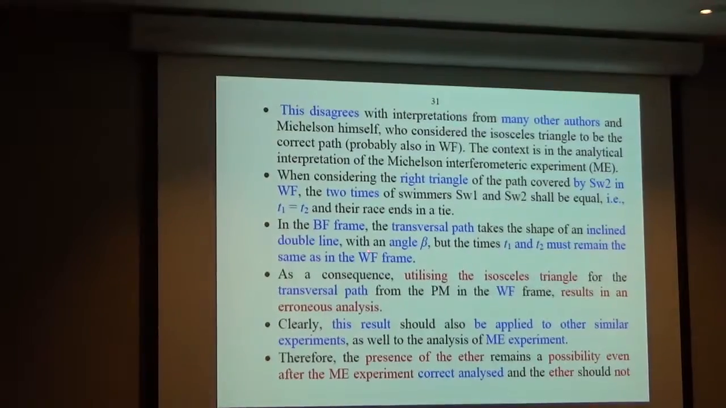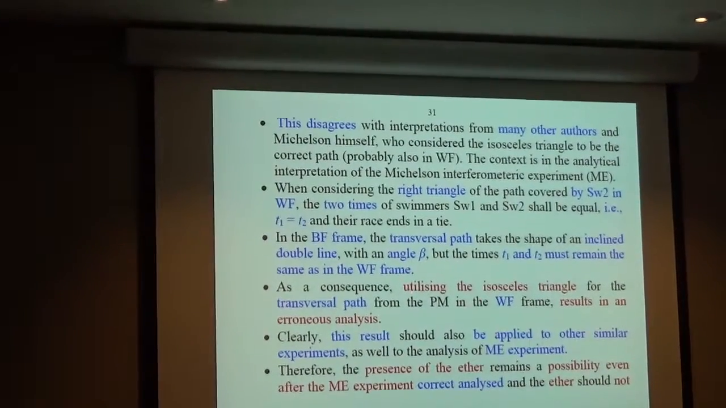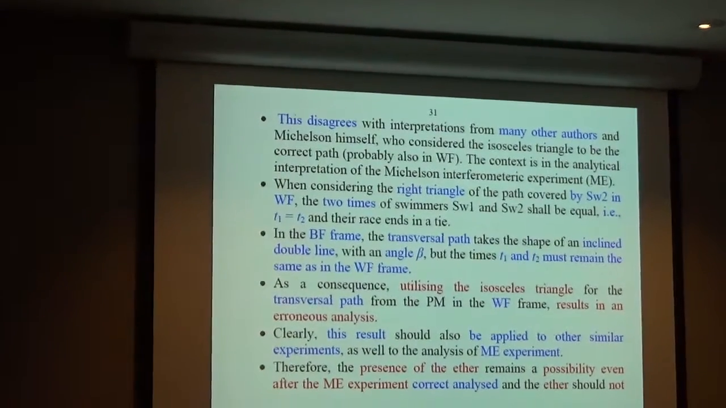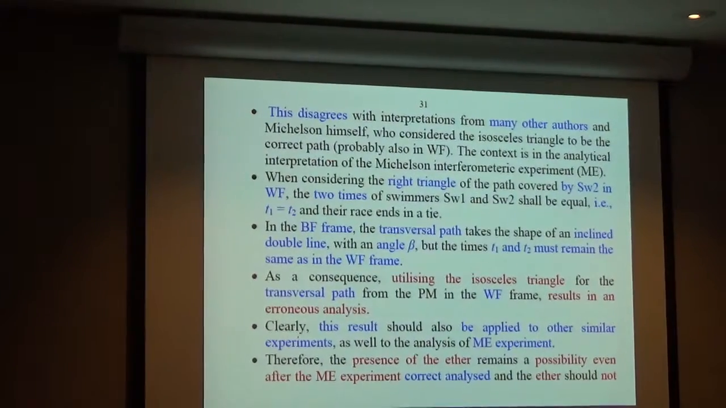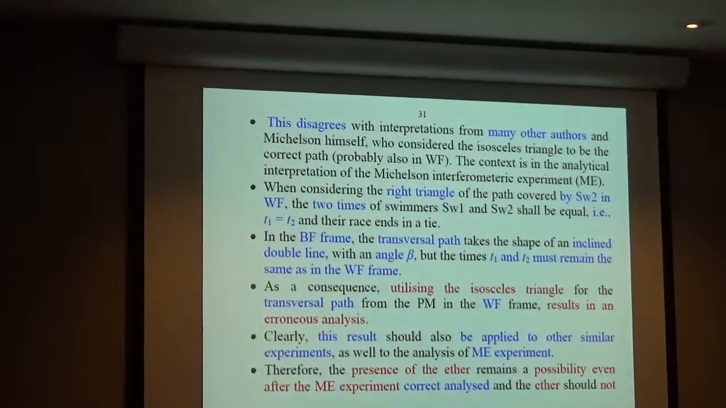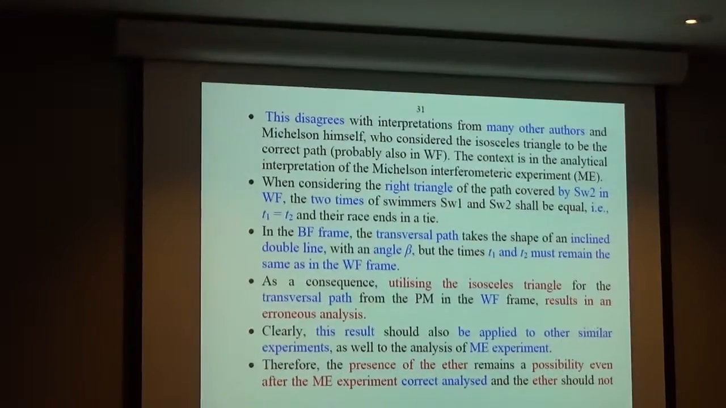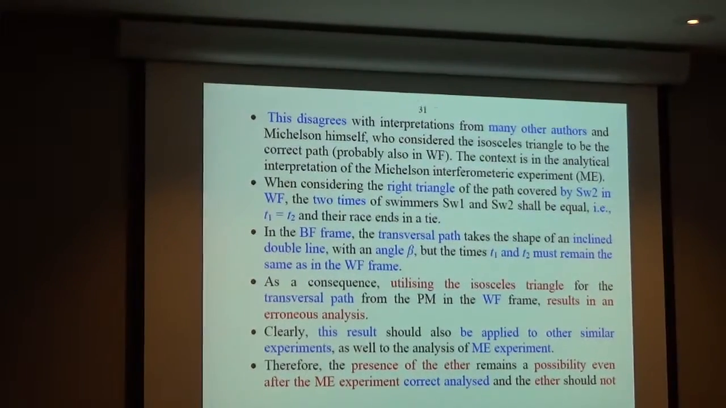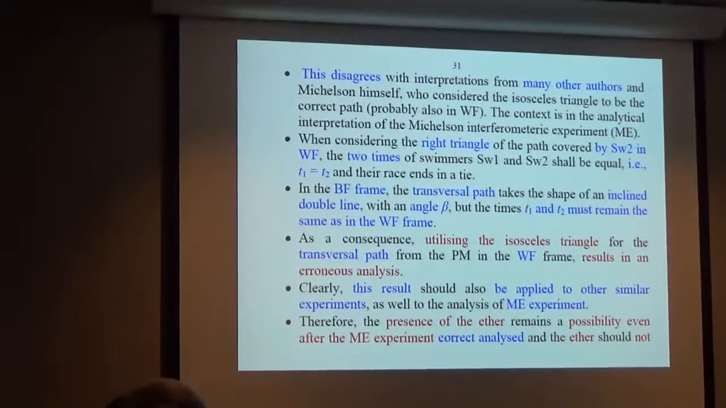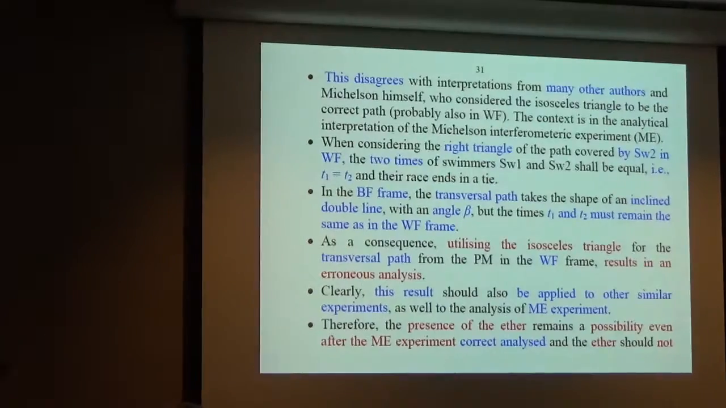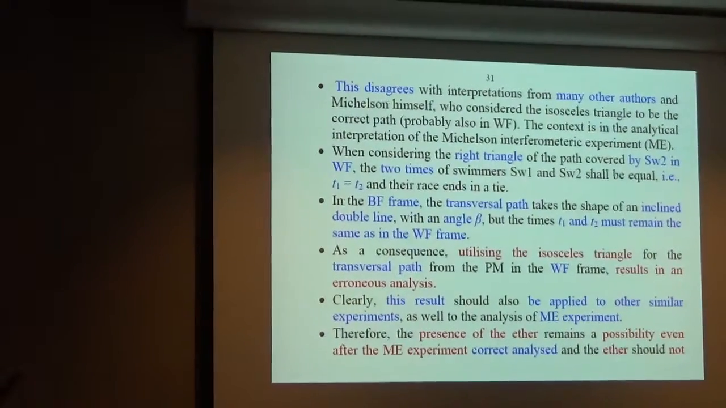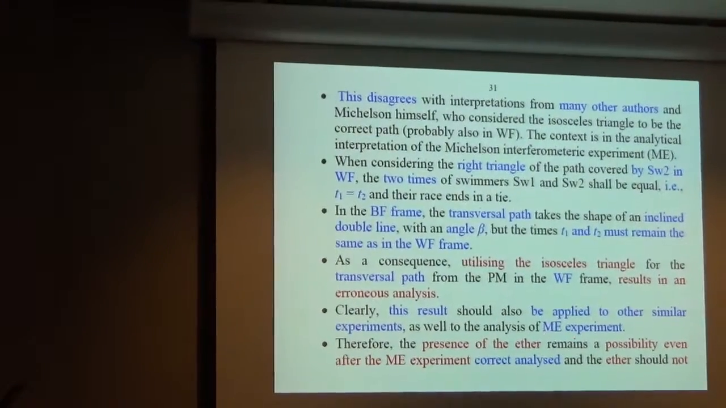As a consequence, utilizing the isosceles triangle for the transversal path results in an erroneous analysis. This is valid also for the swimmer contest, and also for the Michelson experiment. The isosceles triangle must not be considered. Clearly, this result should also be applied to other similar experiments, including laser, maser, or other agents, which are similar to the ME experiment.